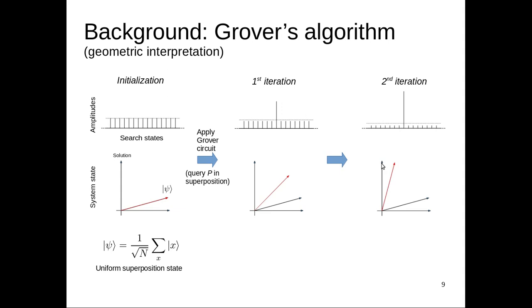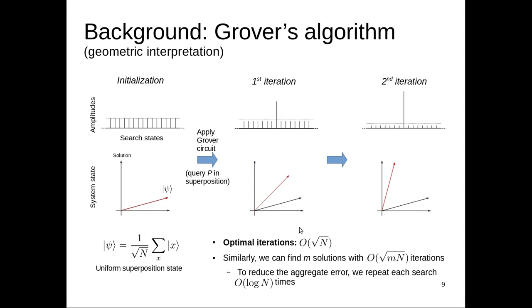The result of this is, after applying a certain number of iterations, when we actually measure the state of our system, with high probability it is going to output the state associated with the element in our list that we want to find. And so indeed, the optimal iterations are on the order of square root n. Similarly, we can look for m solutions, where the optimal iterations are going to be square root of m times n. However, because now we're looking for m solutions, to reduce the aggregate error of Grover's algorithm, we repeat each individual search log n times. And so you're actually going to see this log term in a few of the complexity results. Just keep in mind, log basically means repetitions to reduce aggregate error.